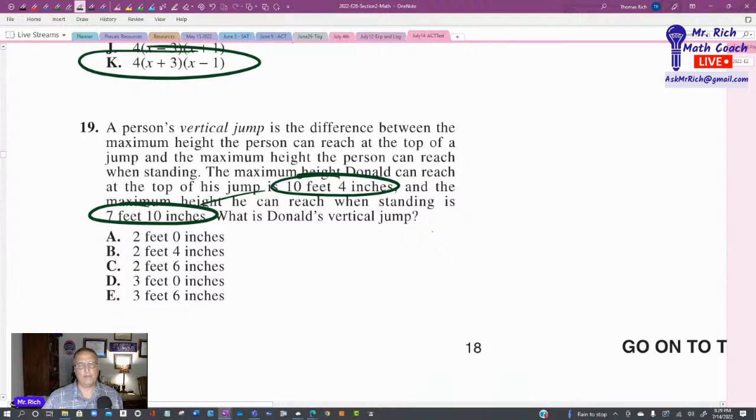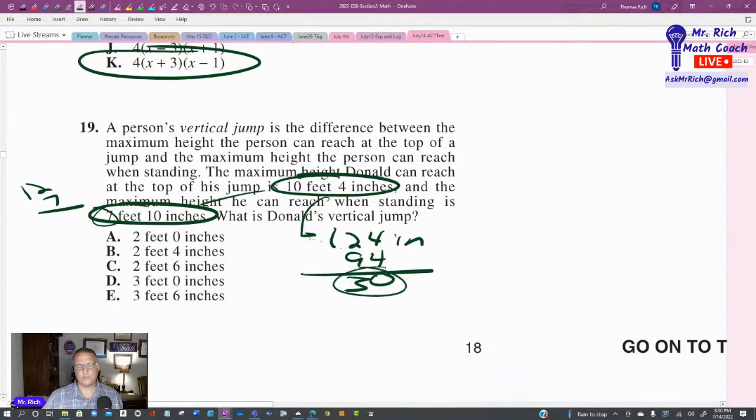I'm going to convert these all into inches. That's 124 inches. 12 times 10 is 120, 124 inches. 12 times 7 is 84, plus 10 is 94. Okay, so that's 30 inches. 30 inches is his vertical height. So that would be 12 goes into 30 twice, right? 12 goes into 30 twice.